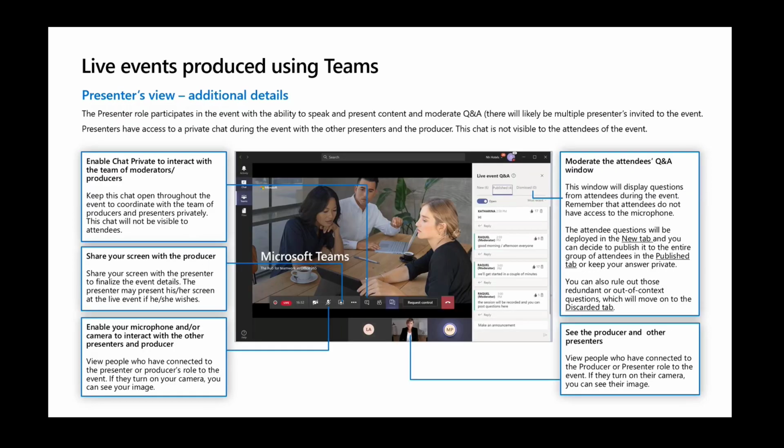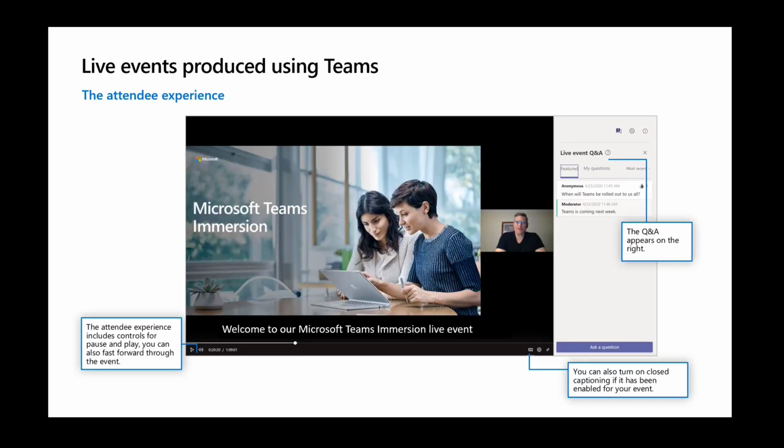Just additional details that they put in here, right? So you can, like I said, enable private chat to talk with the presenters and the moderators. You can share your screen with the producer so they can see what's going on. There's control for the microphones and the cameras, and then you can view the Q&A there. So your Q&A moderators can see everything within that. I'm going to try to do this as quickly as possible.